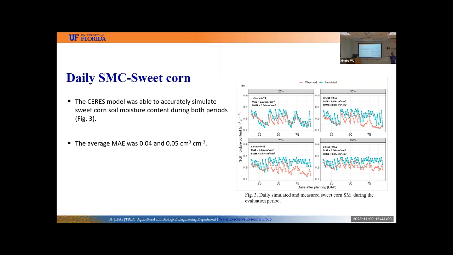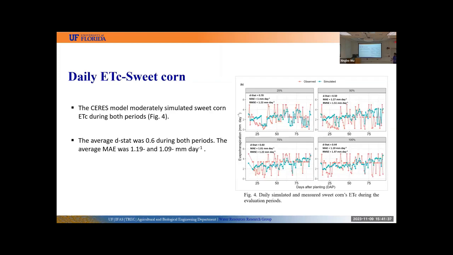We also did the same thing for the sweet corn model. We simulated the soil moisture content using the sweet corn model, and we observed that this model was also able to accurately simulate soil moisture content of the sweet corn plants. And the average mean absolute error was 0.04 for the calibration, and it was 0.05 for the evaluation period. However, the performance of this model was less than the green beans model in simulating soil moisture content.